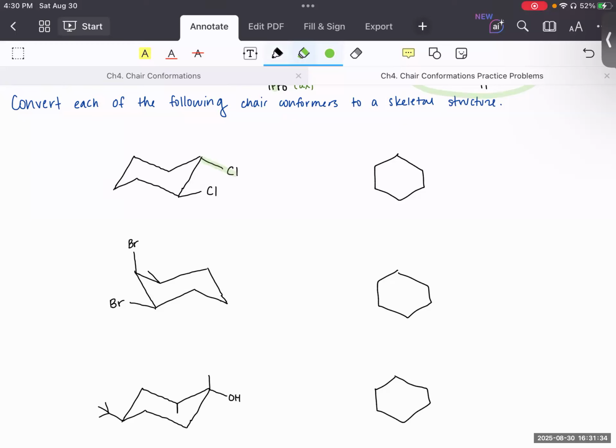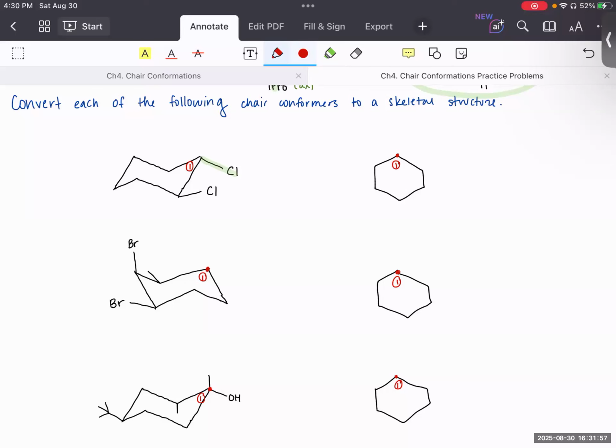Next, we're going to take a look at each of the positioning. So we can see that this chlorine right here is tilted down. And for all of these, I'm going to choose that top right carbon as carbon number 1, just so we're staying consistent with how we're choosing. Again, it doesn't really matter which one you choose as long as you're keeping track of them as you go around the ring.